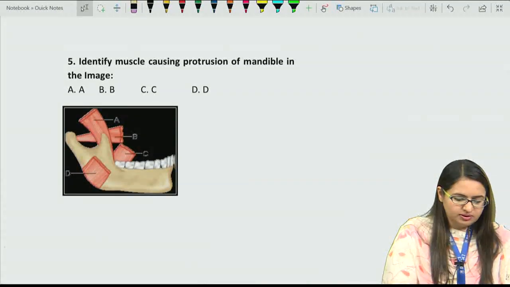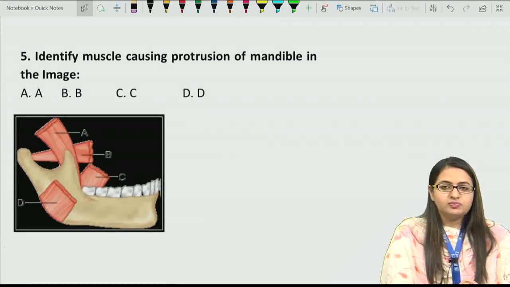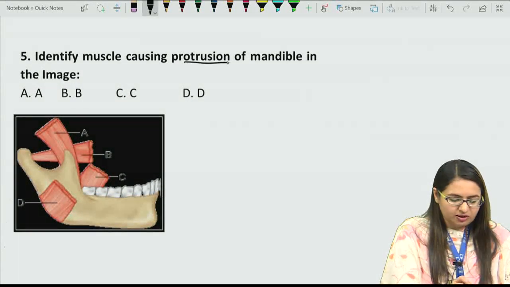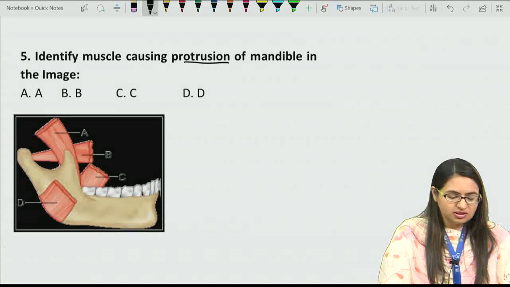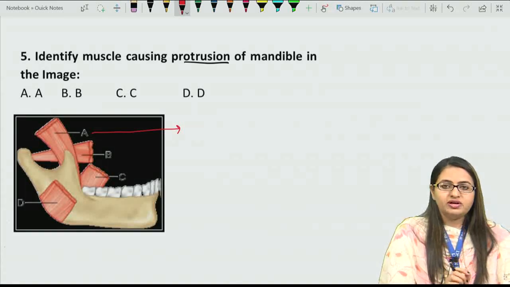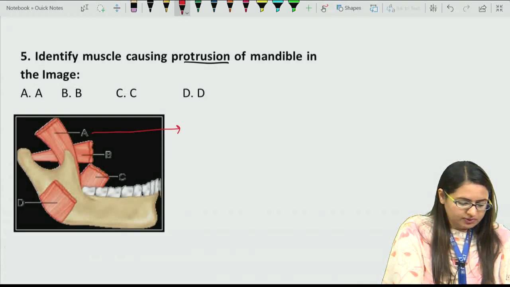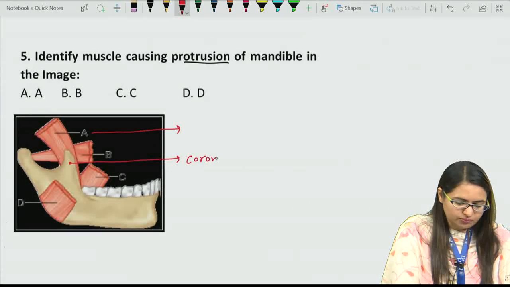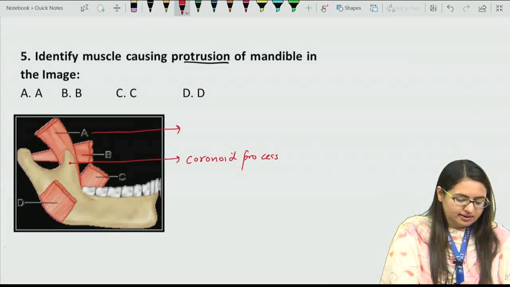For the next question, you have to identify the muscle which causes protrusion of the mandible. Now in this, if you see all the muscles in the picture, first of all we have to identify the parts of the mandible. This portion over here is the coronoid process of the mandible, and the muscle which is attached to the coronoid process is the temporalis muscle.